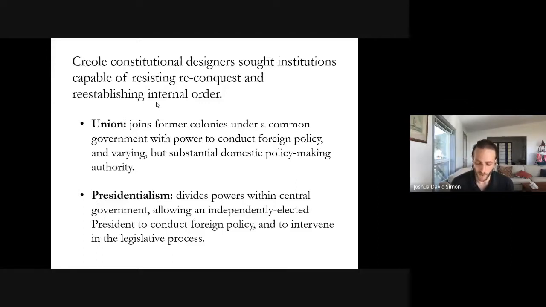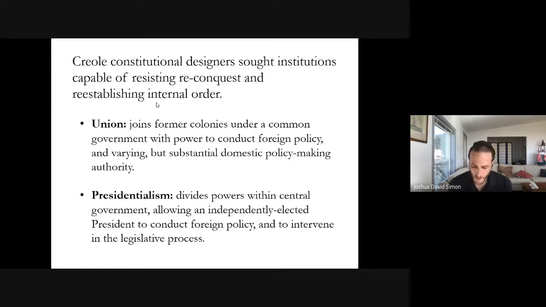And within the central governments of these unions, Creole constitutional designers separated powers to create what comparative political scientists now call presidentialist systems. Constitutions adopted throughout the Americas in the decades following independence created executive authorities that were independently elected to serve pre-established terms in office, endowing them with substantial autonomy in the appointment of cabinet members, substantial autonomy in the conduct of foreign affairs, and substantial powers to intervene in the legislative process.